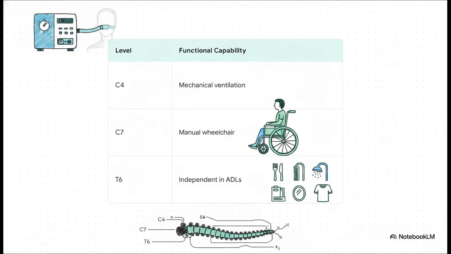For instance, a C4 injury, they're going to be dependent on a ventilator. But if you move down to C7, the patient has enough intact muscle function to manage a specially equipped manual wheelchair. Go down to T6, and they have full control of their upper extremities, meaning they can be completely independent in their activities of daily living. You have to know this to set realistic nursing goals.